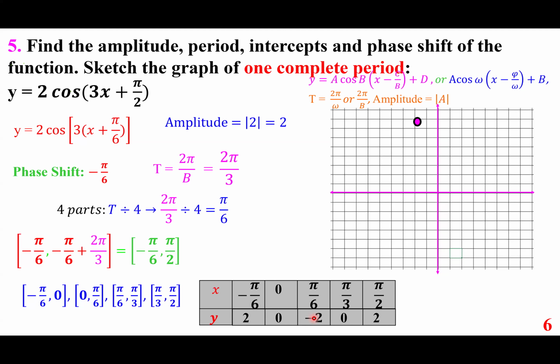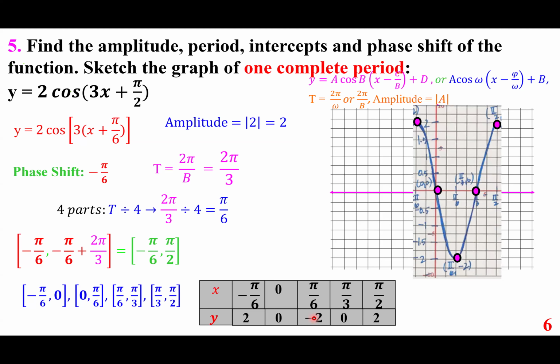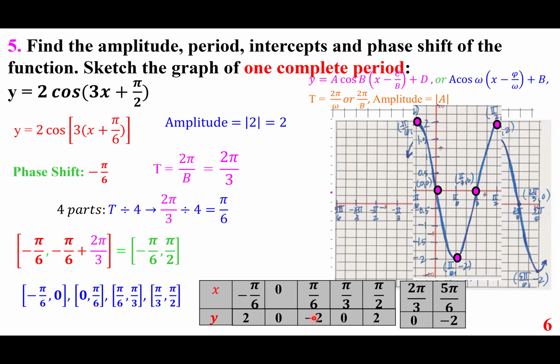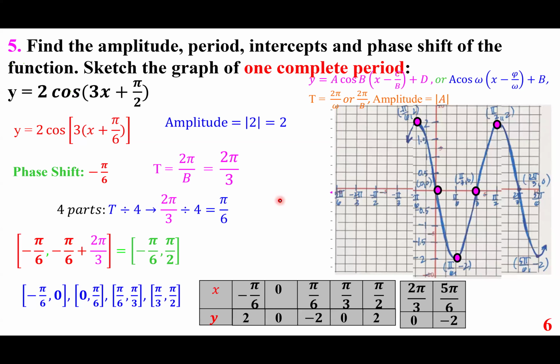So let's plug in minus pi over 6, 2; 0, 0; pi over 6, negative 2; pi over 2, 0; pi over 3, 0; pi over 2, 2; and that's the graph. And if you want a couple more points, you can do that, class. And you can continue indefinitely on the left and right.